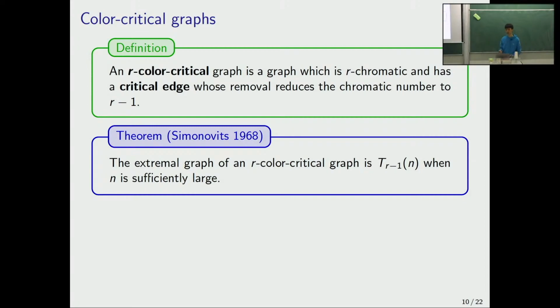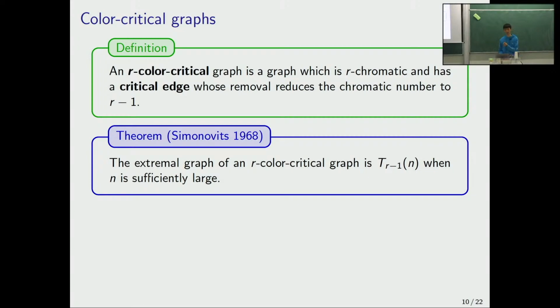So in Keevash's paper, they considered the complete graph K_r to generalize the Turán theorem. I mean, they generalized the Turán theorem, which considered the complete graph K_r, right? And here we consider color critical graphs because, as in the case of the complete graph, the extremal graphs of color critical graphs are very well known. So we know very well about their extremal graphs in the non-rainbow setting. So it would be easier if we consider rainbow generalizations of them. So a color critical graph is a graph which has at least one edge, called a critical edge, such that if we remove that edge, then the chromatic number decreases by 1.